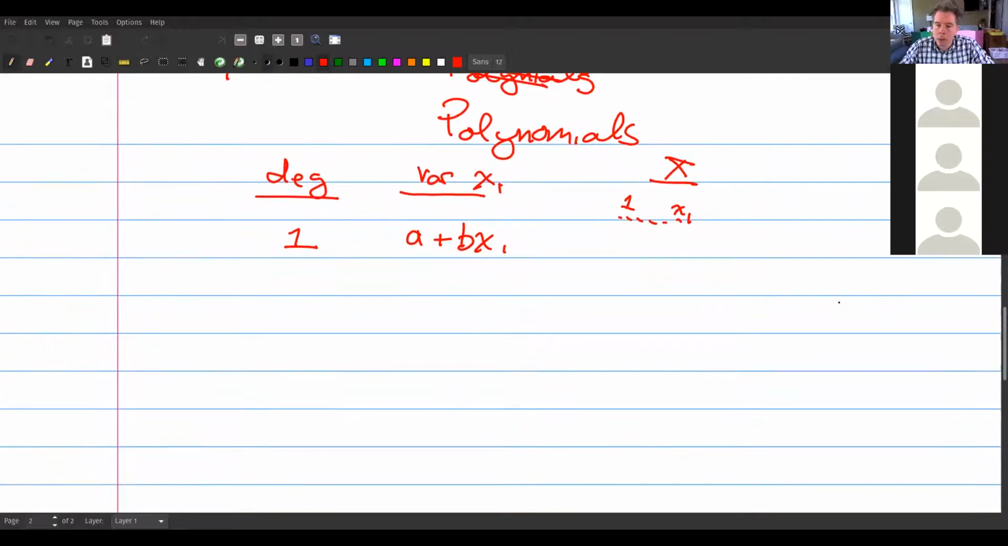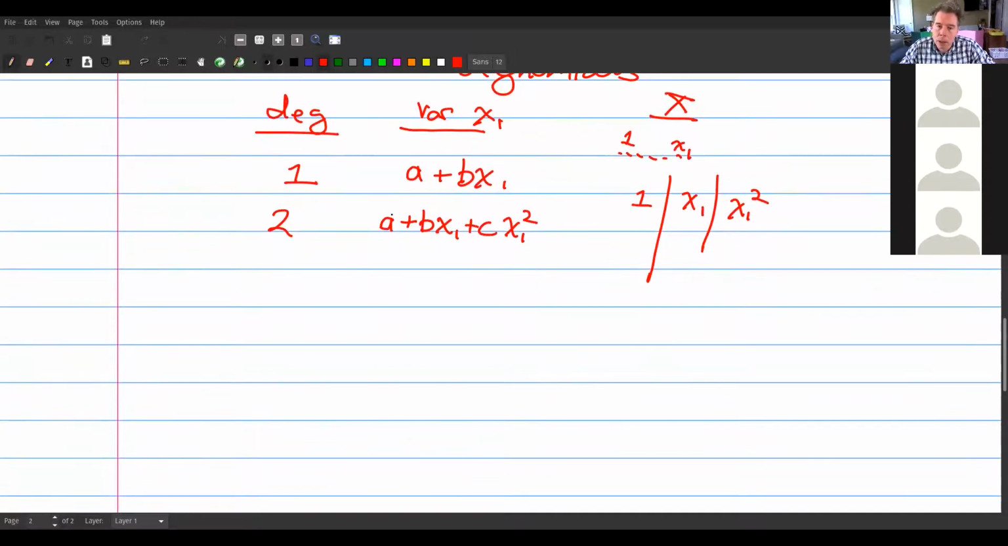Now what about degree 2? Then you can do polynomials like a plus b x1 plus c x1 squared. And now in terms of the matrix X, you have a column for the bias, a column for x1, and a column for x1 squared. And then these coefficients will just be W. So W will take care of those coefficients. And you keep going like that.